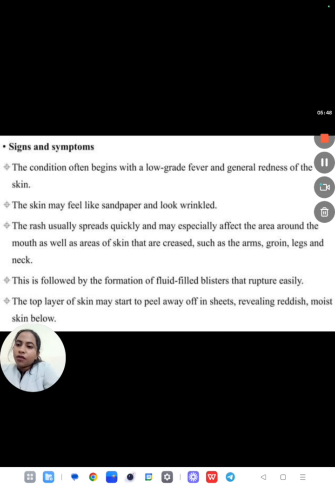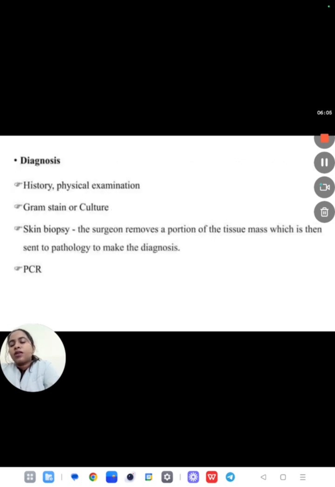This is followed by the formation of fluid-filled blisters that rupture easily. The top layer of the skin may peel away in sheets, revealing a reddish, moist appearance. So in this case, Nikolsky sign will be positive. For diagnosis, history is needed, and Gram stain or culture, skin biopsy, and PCR.